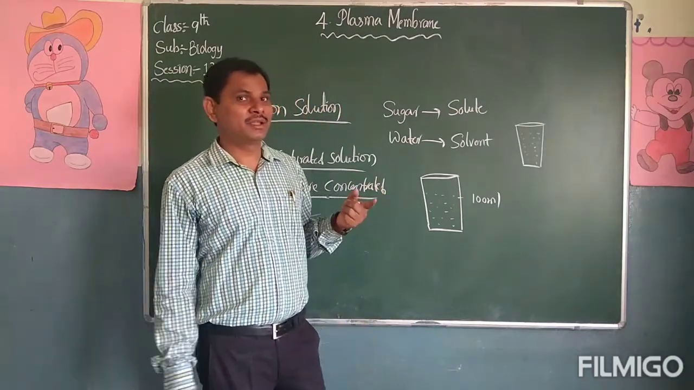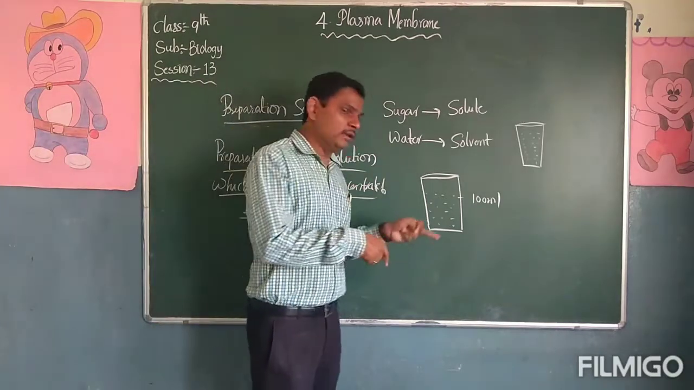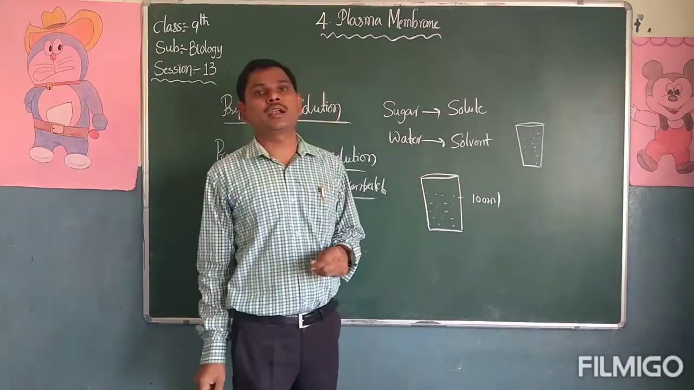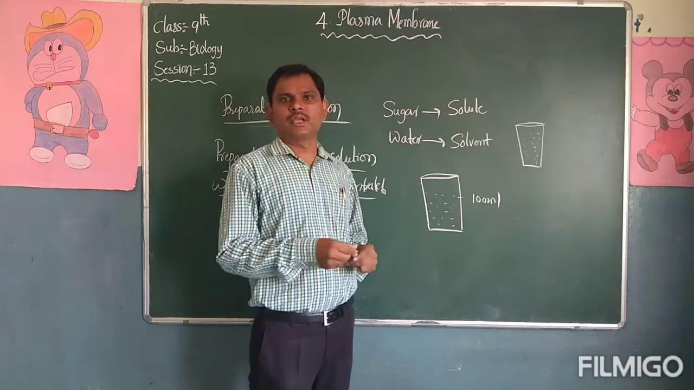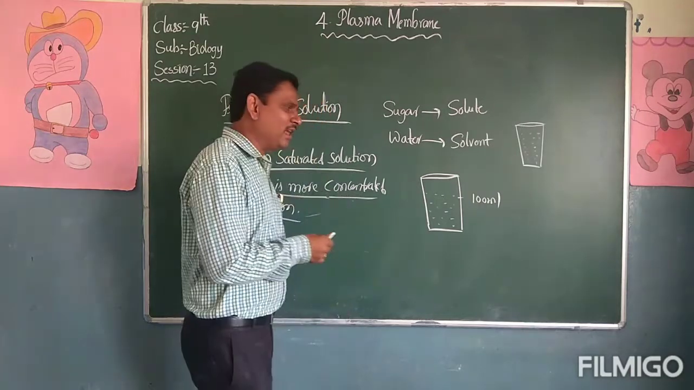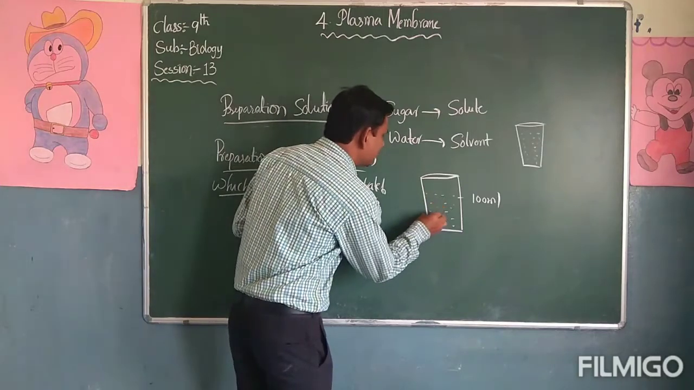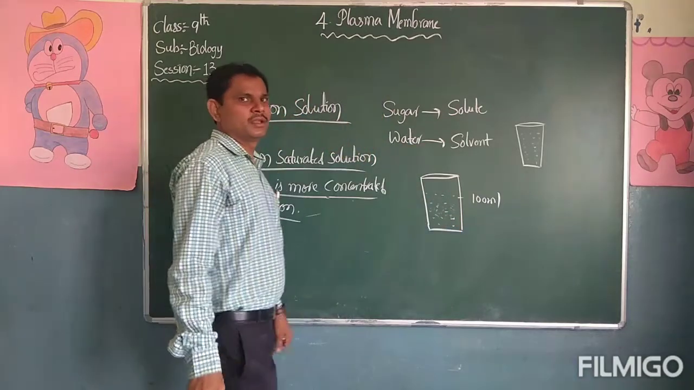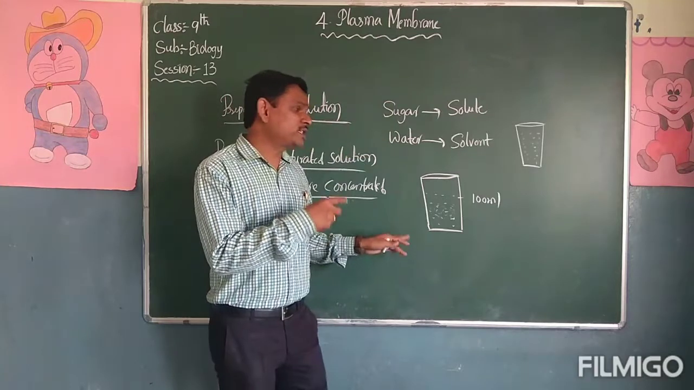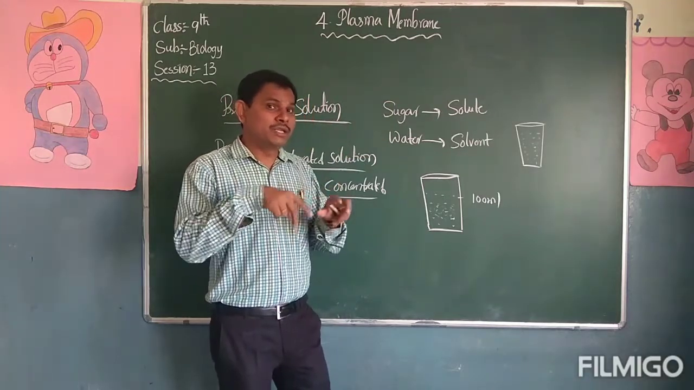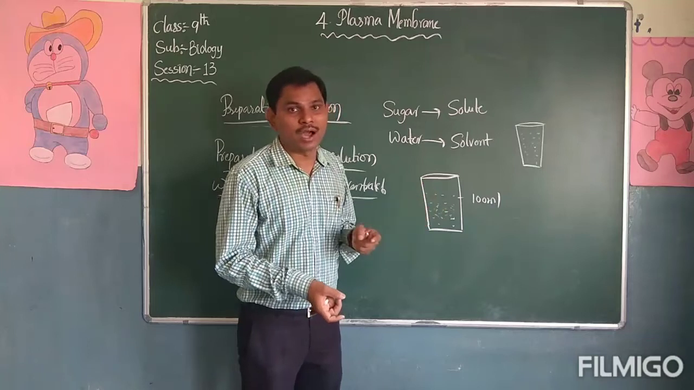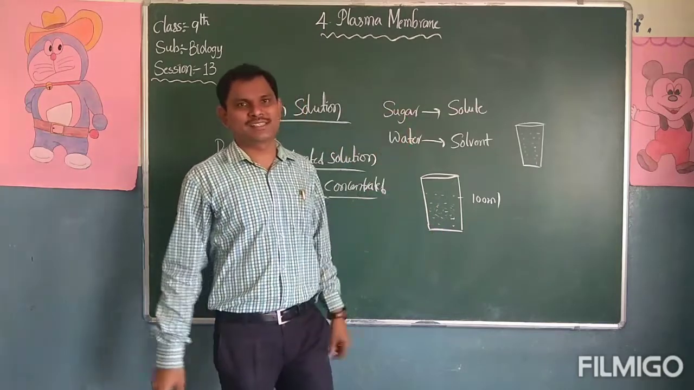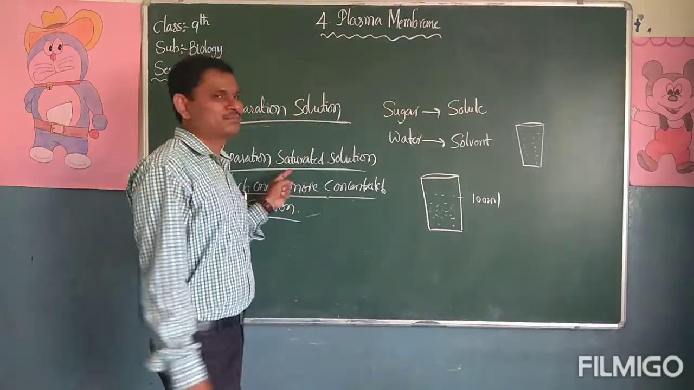Okay, that is the solution. But what is a saturated solution? After 1 spoon is dissolved, we have to add 1 more spoon into the 100 ml of water. Then stir it well. It may dissolve. Continue until the crystals remain at the bottom of the glass. When the capacity of the water to dissolve the sugar is over, and crystals remain at the bottom of the glass, such a solution is called a saturated solution.